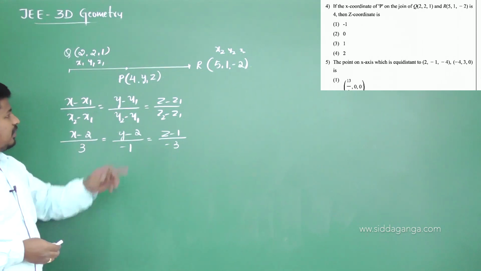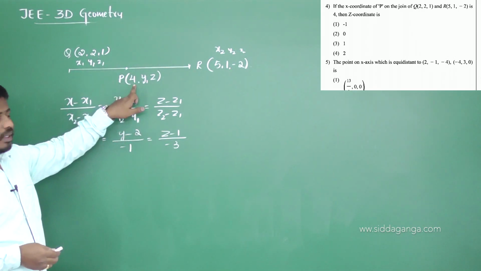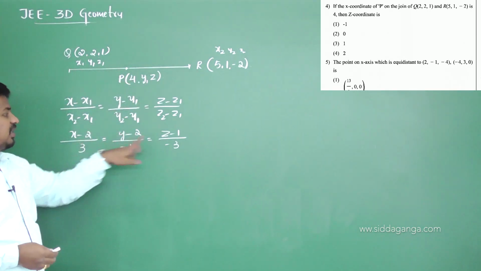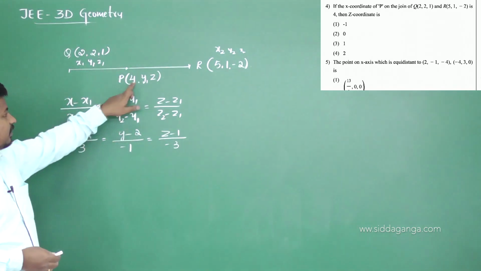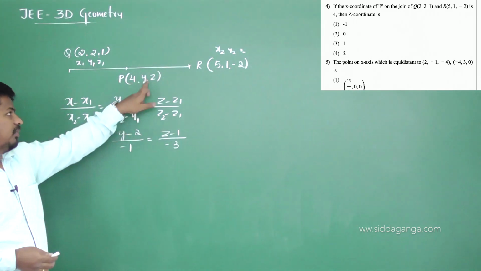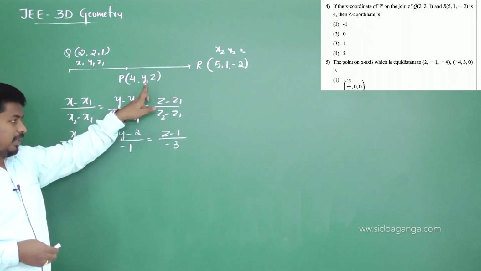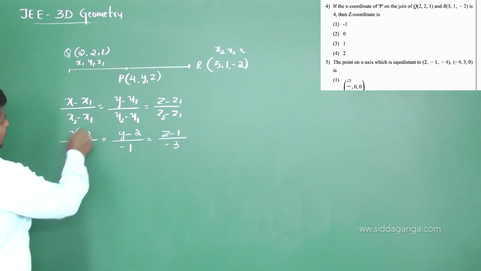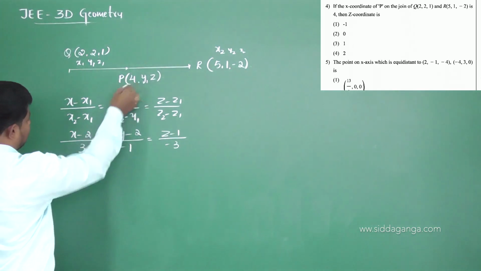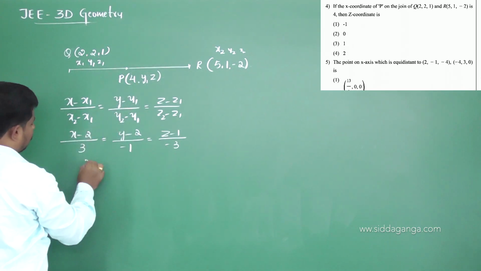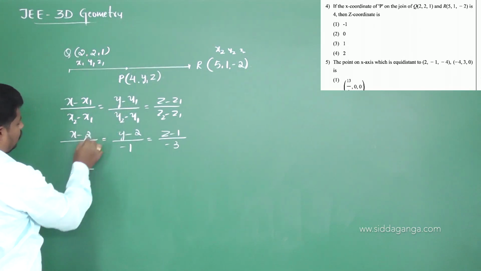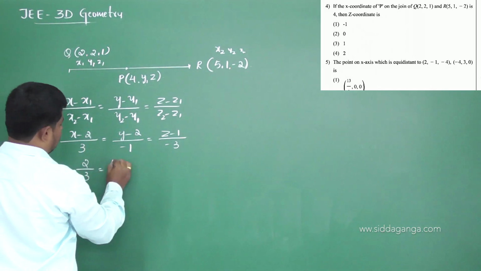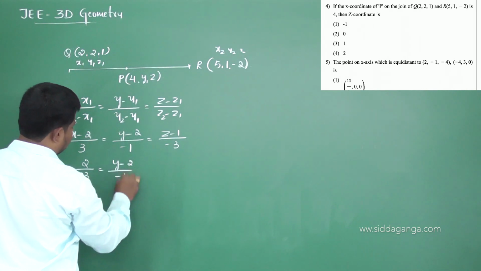Now students, they have given the x coordinate of the point P. Since P is on the line, this point should satisfy this equation, right? You mean x is replaced by 4, y is replaced by y, z is replaced by z itself. Now in place of x, I am going to substitute 4. So 4 minus 2, that is 2 by 3, right? That is equal to y minus 2 by minus 1.